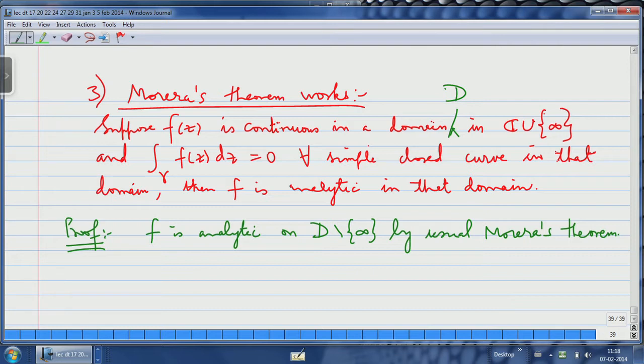If a function is continuous on a domain, then it is also continuous on every subset of that domain. So if a function is continuous on the domain D, then if you remove something from D, it continues to be continuous. The restriction of a continuous function is always a continuous function. So the function continues to be analytic in the domain with the point at infinity thrown out. Okay, and that's a domain in the usual complex plane. And the integral over every closed curve is 0. That is one of the conditions of Morera's theorem.